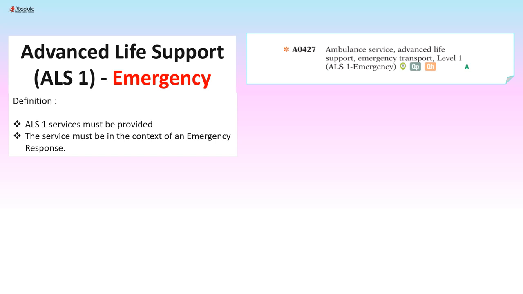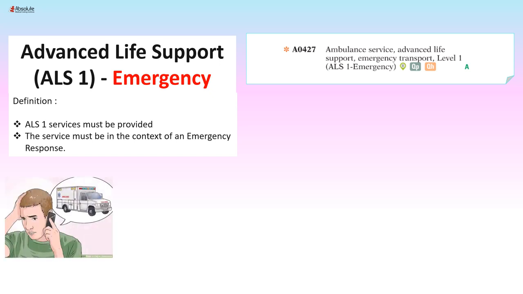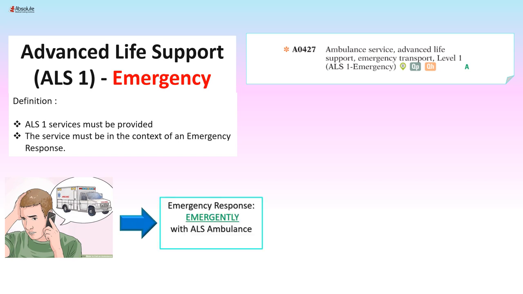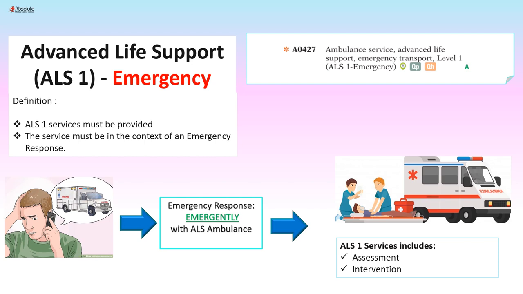So I have a good illustration here. Hopefully that will help. This one captures what an advanced life support ALS-1 emergency is. It starts with a call, and the ambulance provider responds emergently with the ALS ambulance provisions of either an ALS assessment or an ALS intervention. When those service provisions are fulfilled, that is where you can use the code A0427 for an advanced life support ALS-1 emergency.